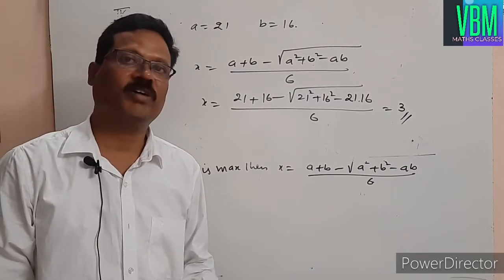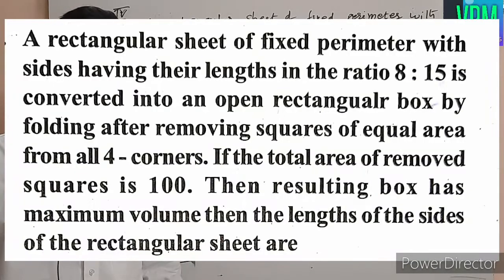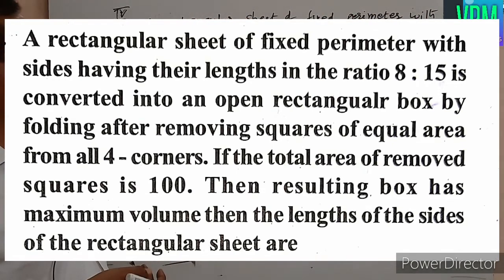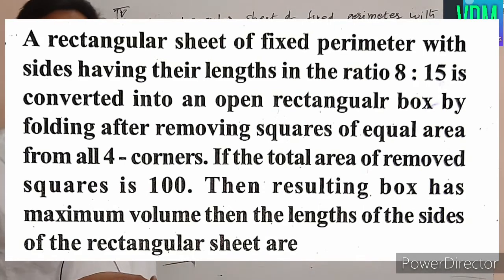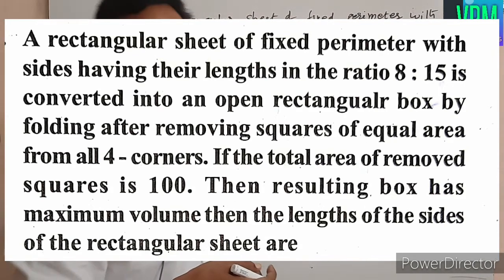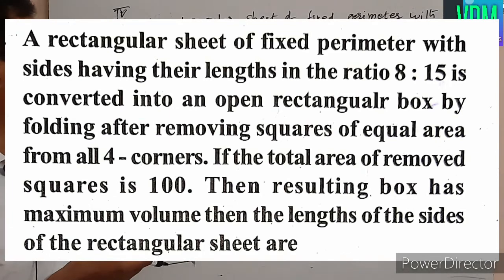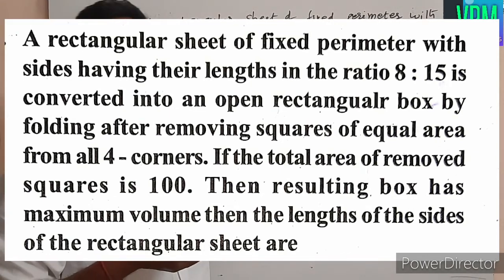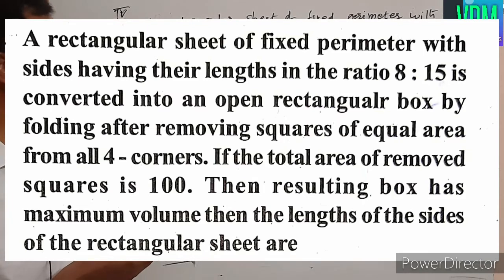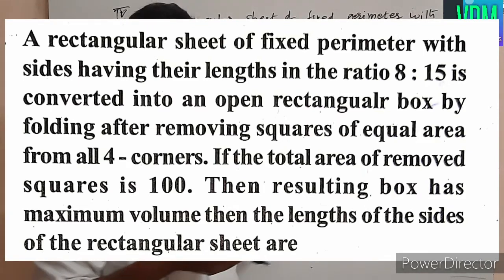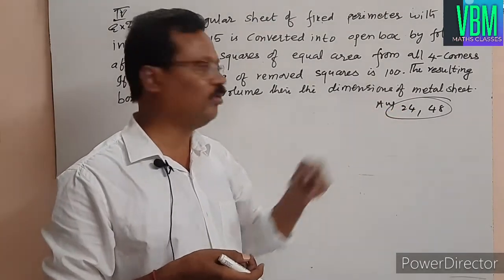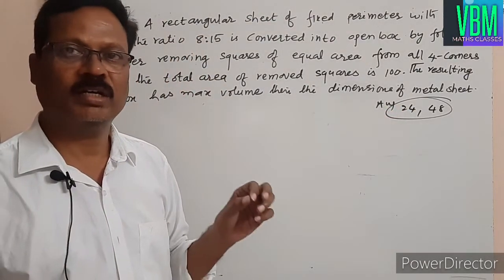By using that above formula, we can write like this. Now, one more example, this is example 2. Here, a rectangular sheet of fixed perimeter with the sides in the ratio 8:15 is converted into an open box by folding after removing squares of equal area from all the 4 corners. If the total area of the removed squares is 100 for the resulting maximum volume, then find the dimensions of the metal sheet. That answer is 24, 45. This is a previous year IIT Advanced problem.